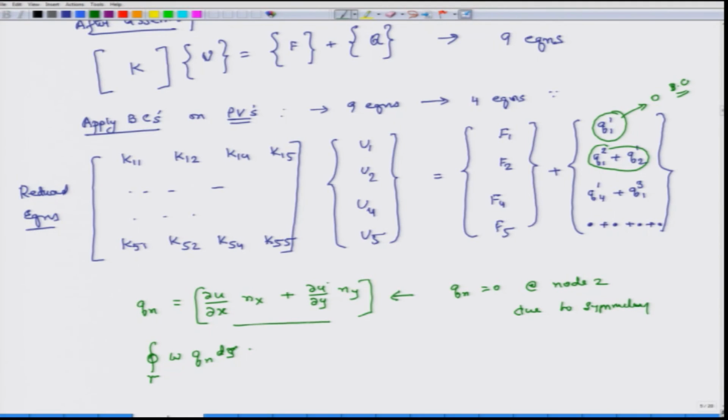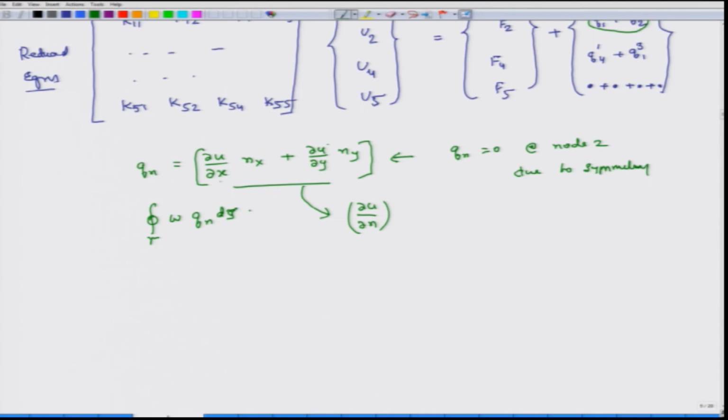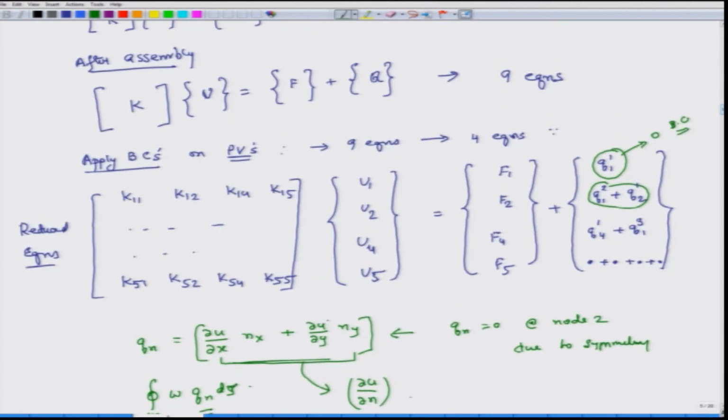This I can also write as del u over del n, and we know that along any plane of symmetry del u over del n is 0, and this entire expression is nothing but del u over del n. So when I multiply this del u over del n with w and ds and integrate it, because the integrand Qn is 0, its integral will also be 0. So this is also 0 because of the boundary condition, because of symmetry.